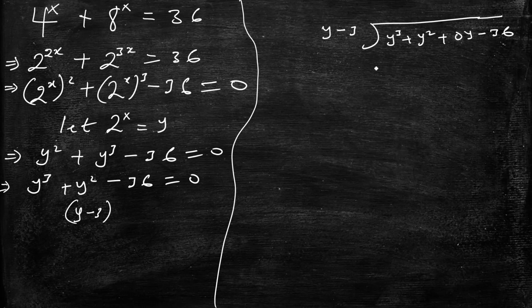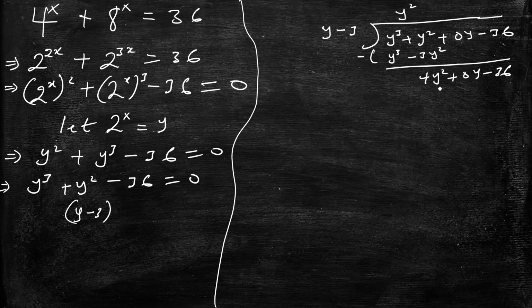Now y into this will be y squared. y squared times y is y cubed. y squared times minus 3 is minus 3y squared. Now let's subtract. y cubed minus y cubed goes to 0. y squared minus minus 3y squared, so plus, this will be 4y squared. Then let's bring down our 0y, then minus 36.